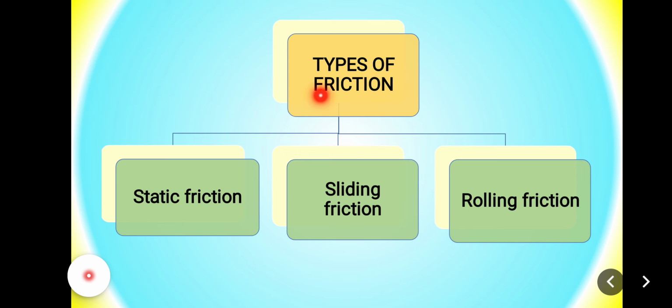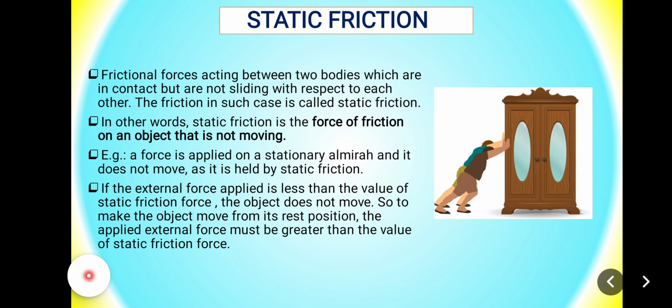Types of friction. There are three different types of friction: static friction, sliding friction, and rolling friction. Static friction. Frictional forces acting between the two bodies which are in contact but are not sliding with respect to each other. The friction in such case is called static friction. In other words, we can say static friction is the force of friction on an object that is not moving or it is at rest.